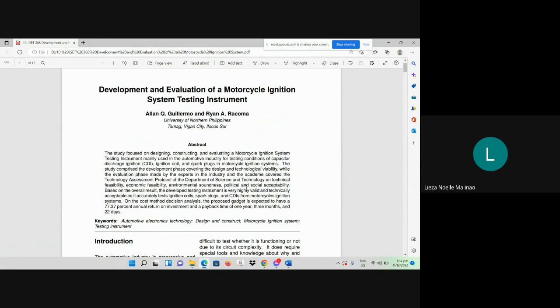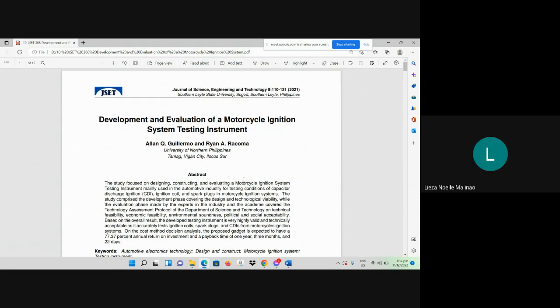So, on the screen, you can see here a journal article, and some of you might actually be familiar with it. You can see the title here. And since some of you are automotive students, some of you will have familiarity with the nature of this study because your field is in technology. You are from the discipline of industrial technology. Your majors are in automotive and electrical technology. So, this article is very in line with your discipline.